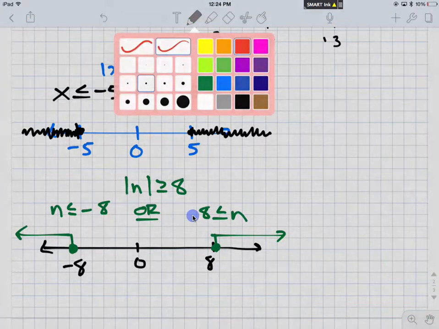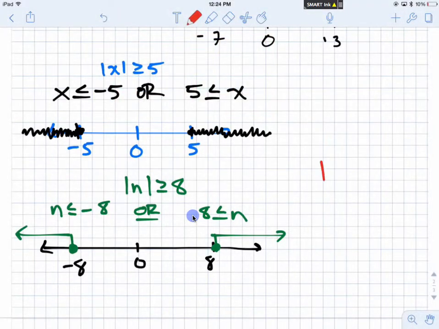On a side note, just like before, what if I had something like the absolute value of w is greater than or equal to negative 4? Well, you know what I'm thinking? If I substitute any real number in here, the absolute value is going to be at least 0, probably going to be positive, and no matter what, it's definitely going to be greater than or equal to negative 4.